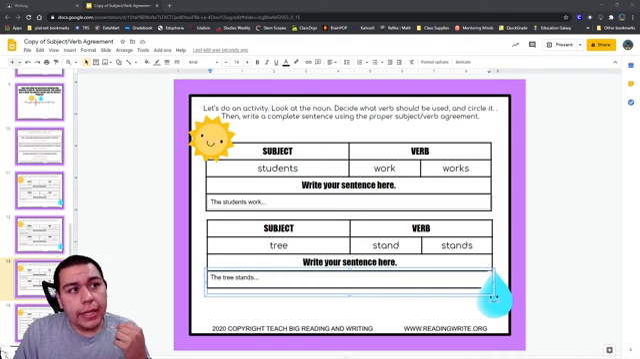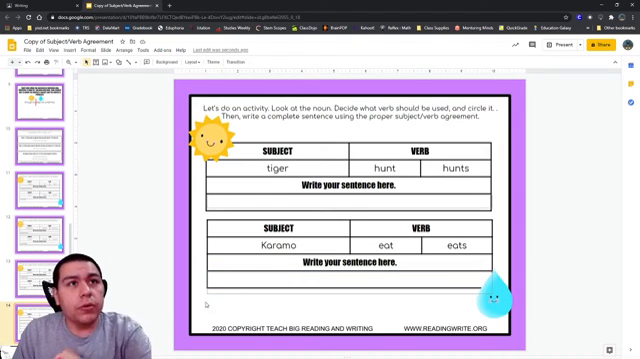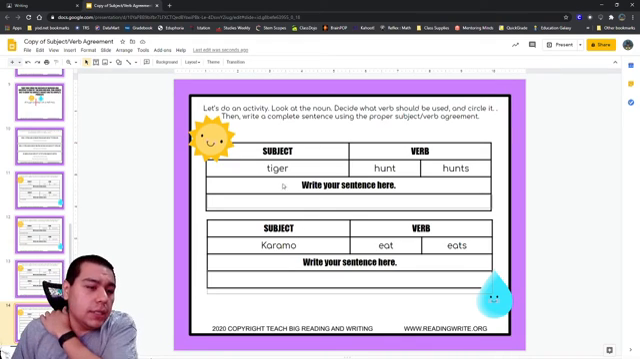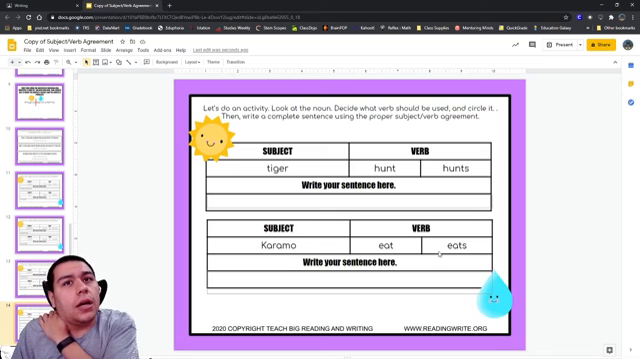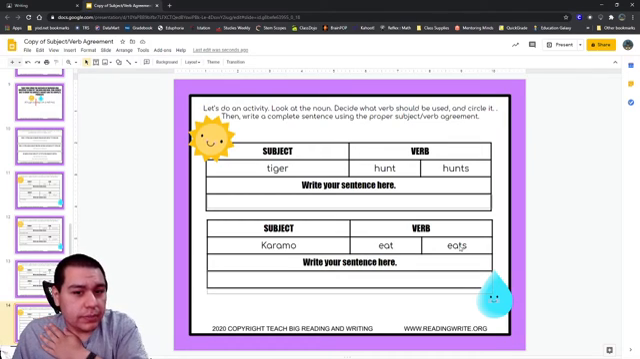Okay. Last slide. Again, I'll give you about 3 to 4 minutes. Two sentences. One is about a tiger. And the tiger needs to use either hunt or hunts, whichever one matches with our subject. And then our last sentence is about Karamo, somebody. And we need to use either the verb eat or eats. I'll give you some time to work on that.